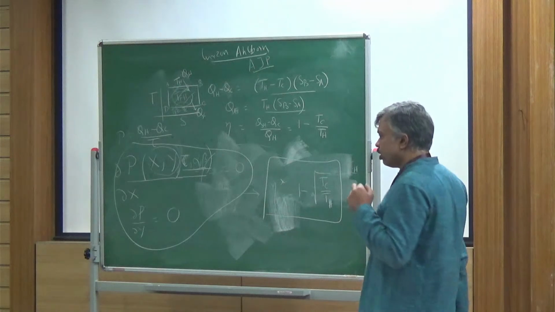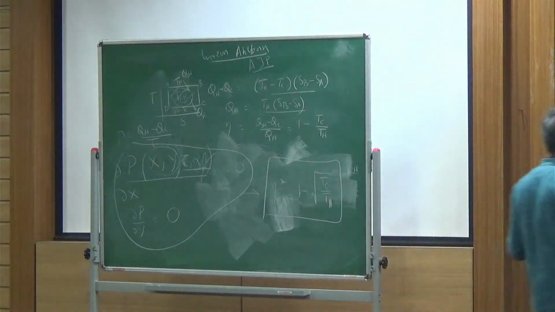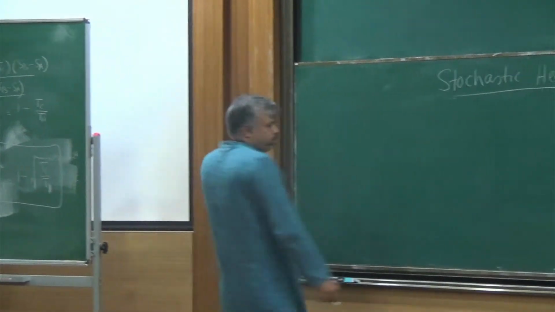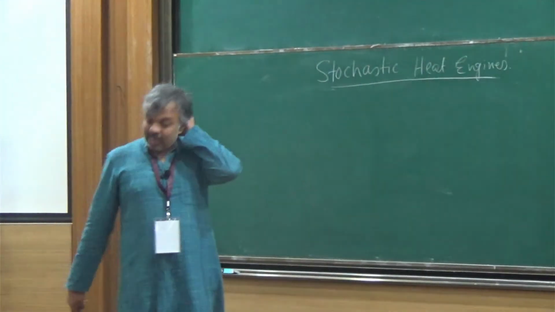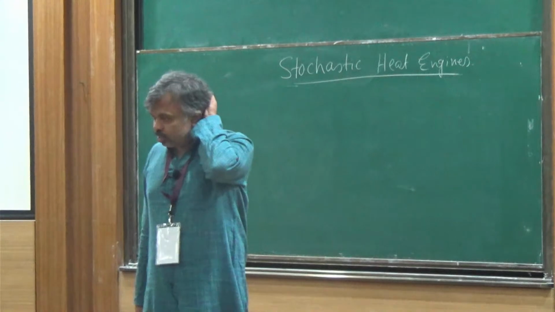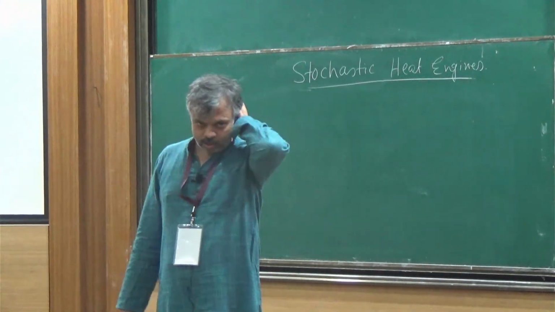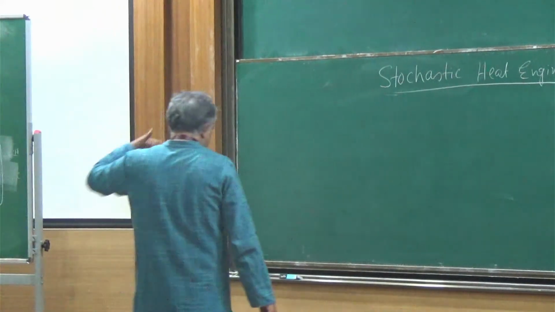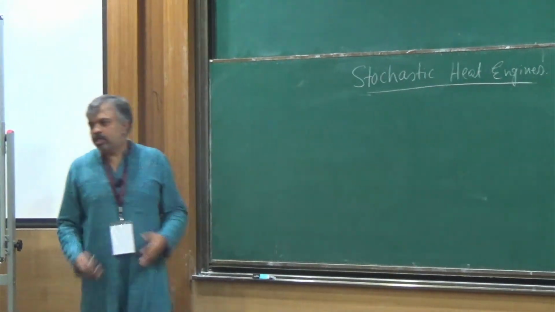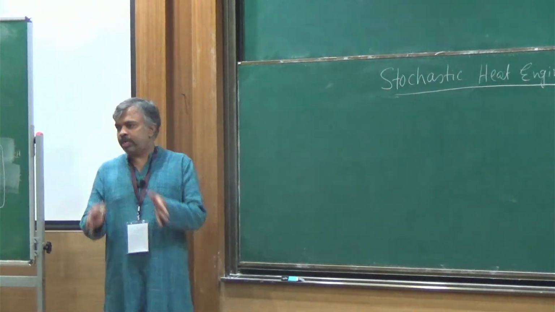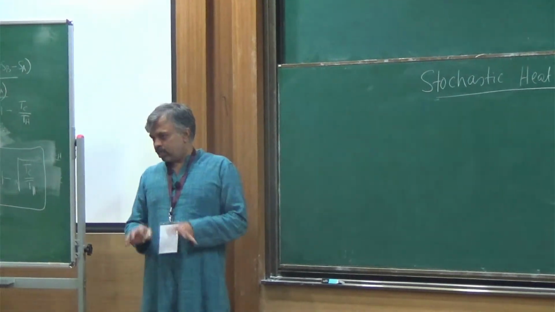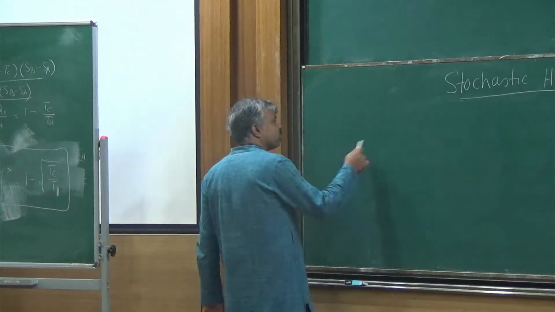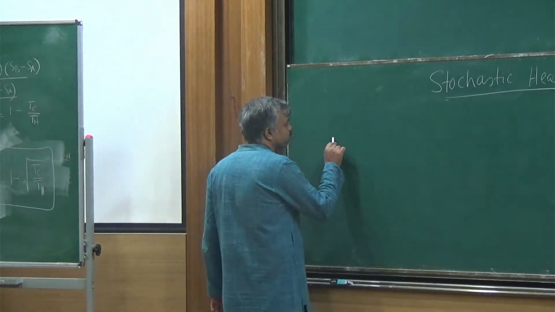So now we'll go to the first. I would say that the first stochastic engine in the Feynman lectures is the thermal ratchet. Of course, many other people use it in different ways. The basic principle that Feynman presented in his book is a ratchet system. So this is the first, I would say.